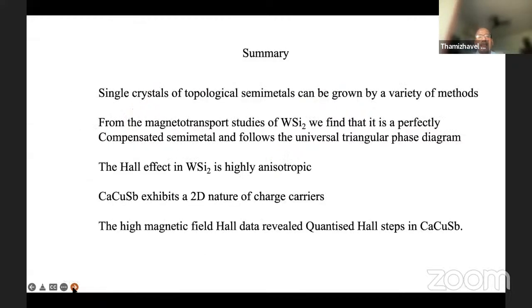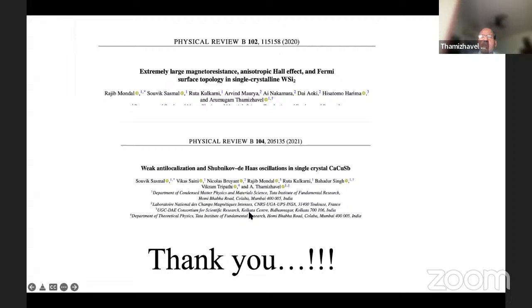So to summarize, the single crystals of topological semimetals can be grown by a variety of methods. From the transport studies of WTe2, we find that it is a perfectly compensated semimetal, and the Hall effect shows it is highly anisotropic, and calcium copper antimony exhibits two-dimensional nature of charge carriers. The high magnetic field Hall data reveal quantized Hall steps in calcium copper antimony. So these results are published in these two different papers. If you want, you can have a look at them. Thank you very much.